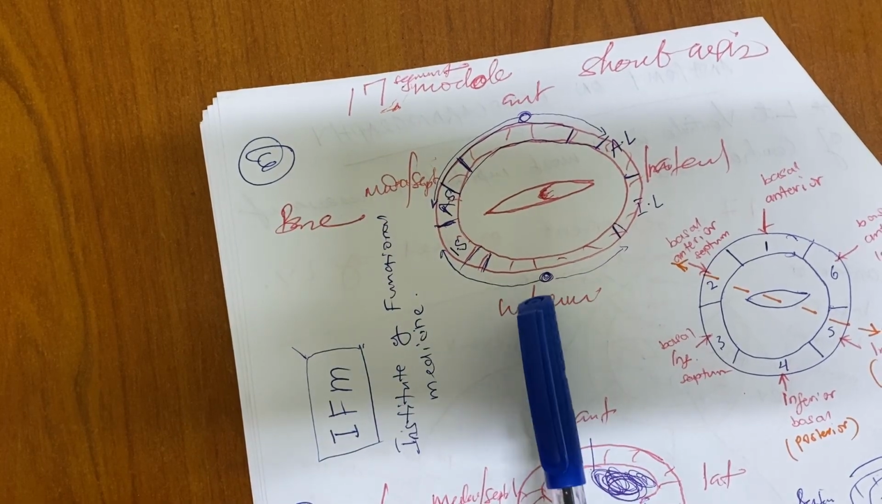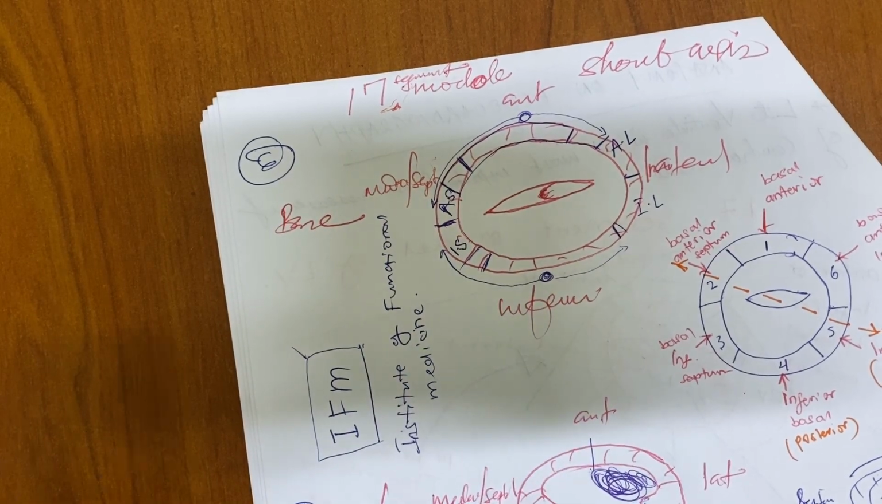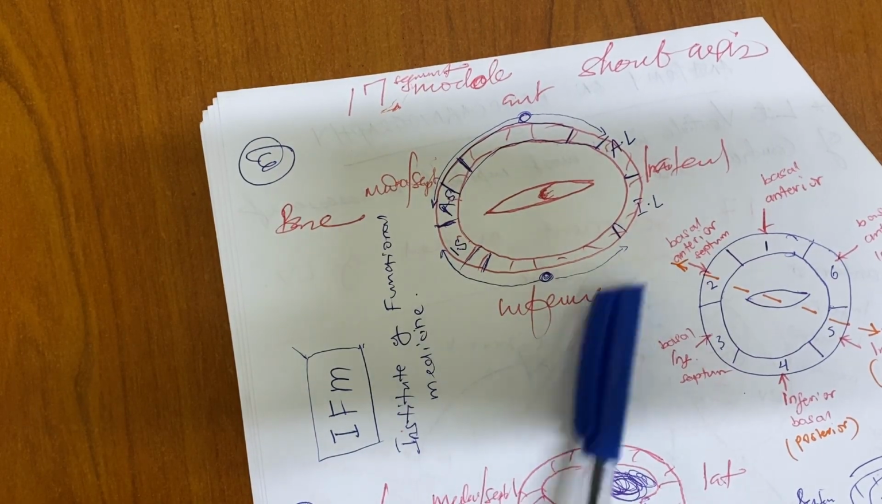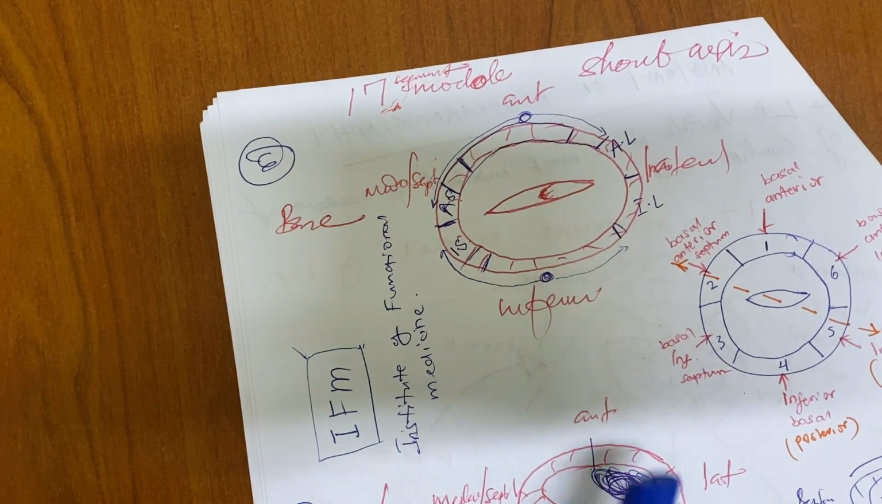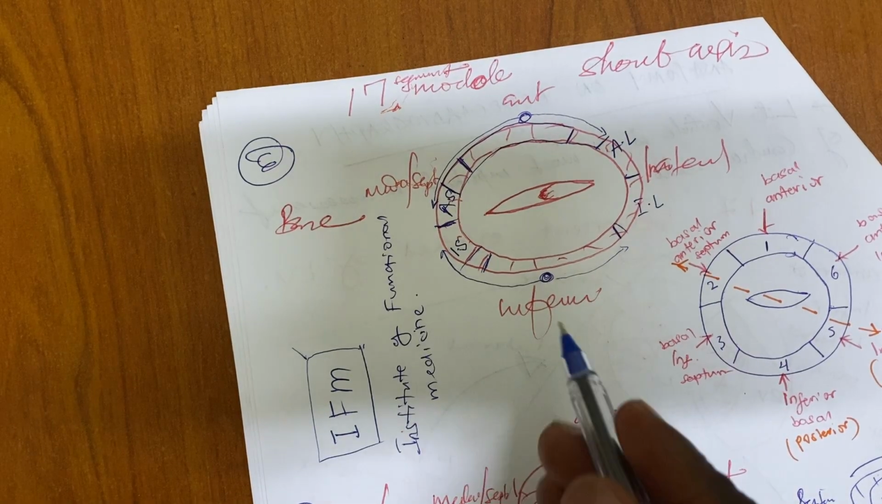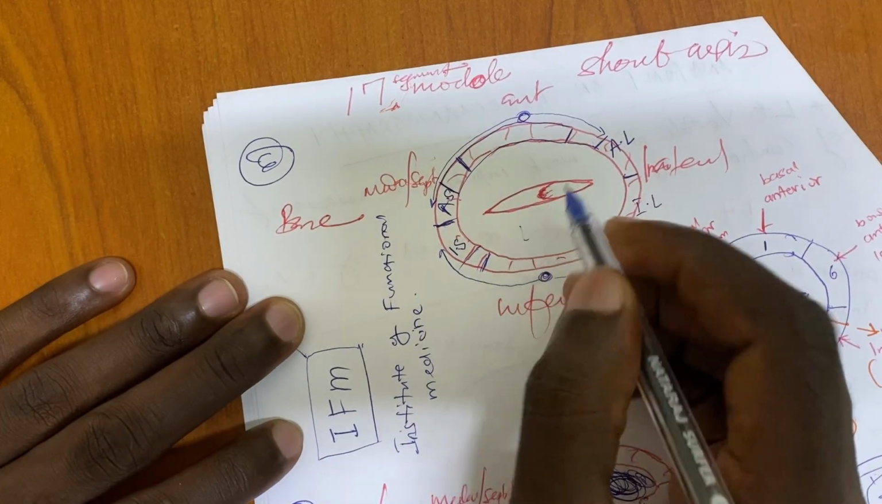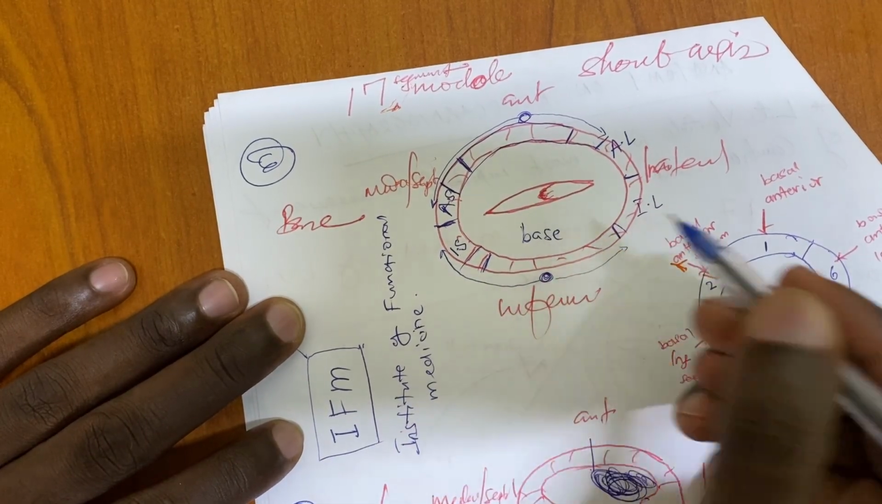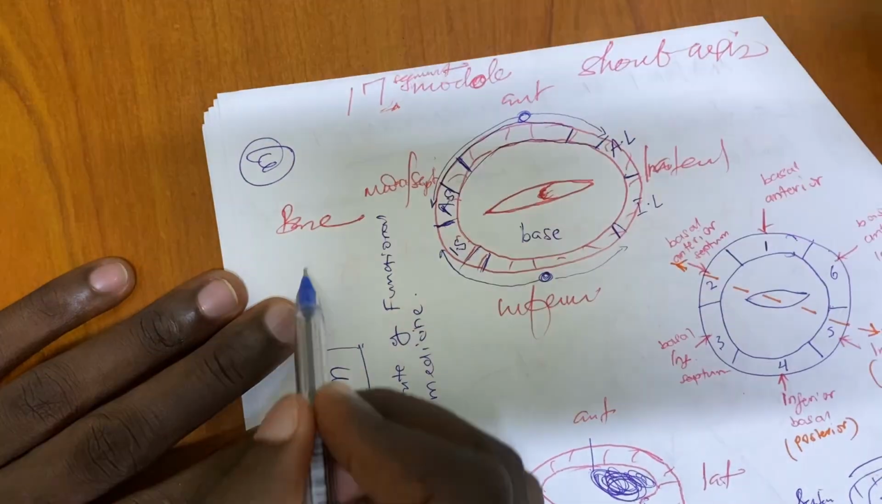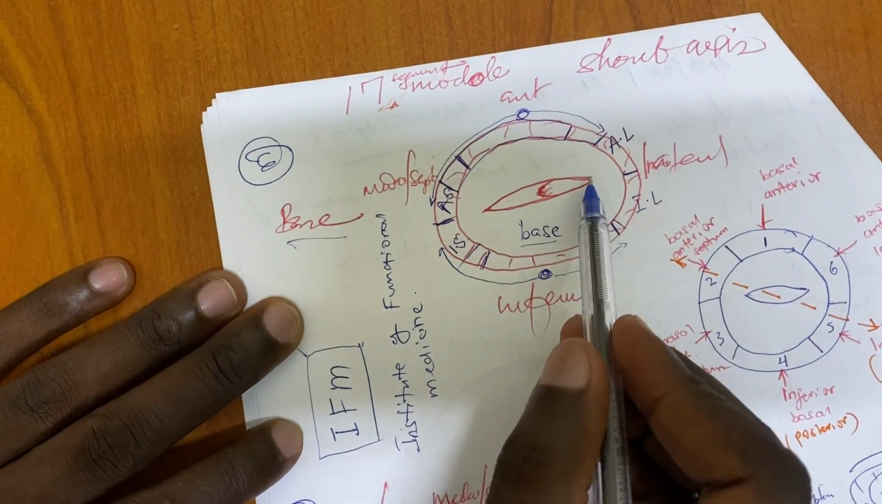The inferior aspect, same as posterior, and then the anterior aspect. We said this is how it will appear in the short axis, at different levels of the heart. First, at the basal level, the base. This is the mitral valve.